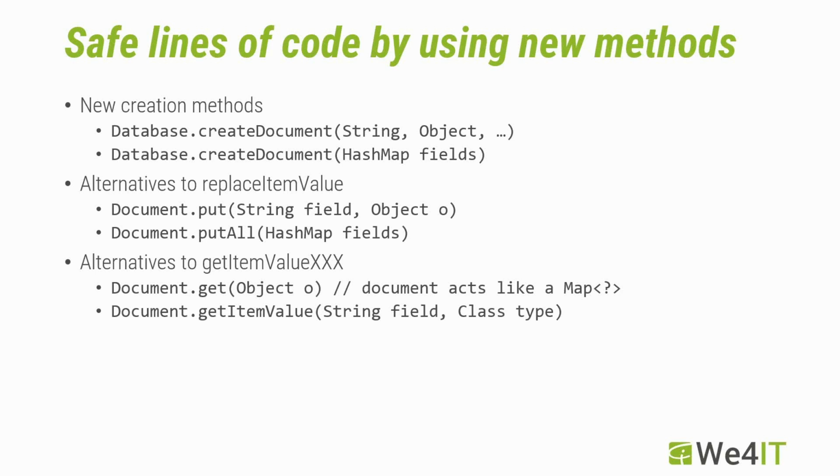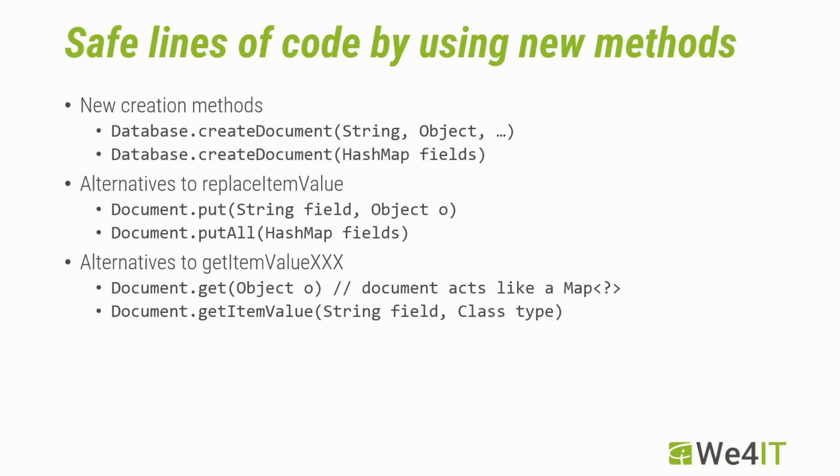There are alternatives to replace item value. You can treat your document object like it was a map. There are put and putAll methods available. Put does a similar thing like replace item value, but it's much shorter to code. PutAll does the same with a given hash map, like in the create document example before.